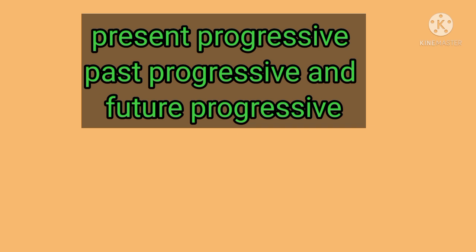Now let's try to understand three more tenses, namely present continuous tense, past continuous tense, and future continuous tense. They are also called present progressive, past progressive, and future progressive tense. The progressive aspect of any tense indicates the continuity of action. Thus, the present continuous tense will indicate the continuity of action in the present tense. The past continuous tense will indicate the continuity of action in the past tense, and the future continuous tense will indicate the continuity of the action in future.